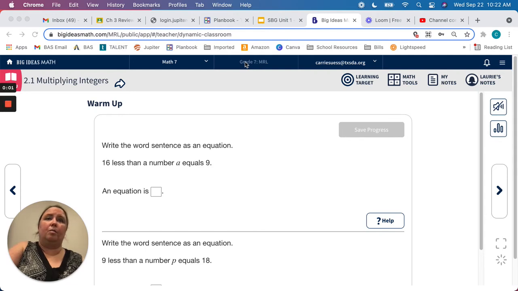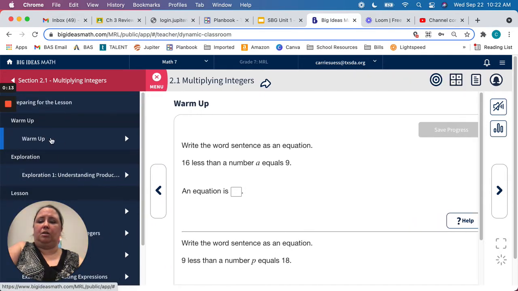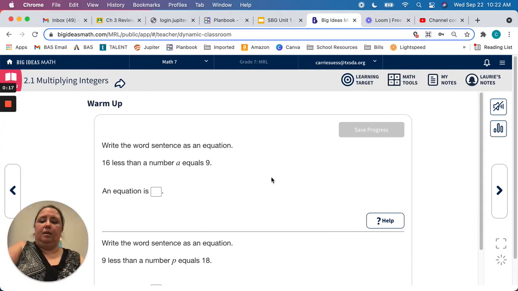For your warm-ups on lesson 2.1, some of you are struggling, so let me help you with this. Remember how to get to your warm-ups? Is everybody there? I'm fixing my problem. You can click on this little red menu and make sure you go to 2.1 warm-up. Okay? In the warm-up it says, write the word sentence as an equation.